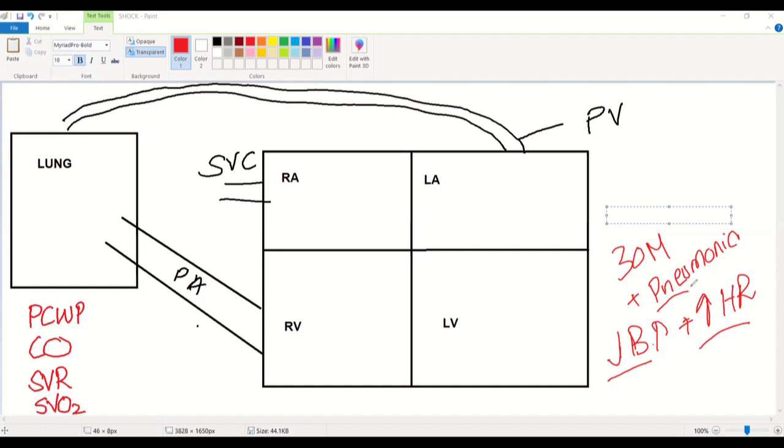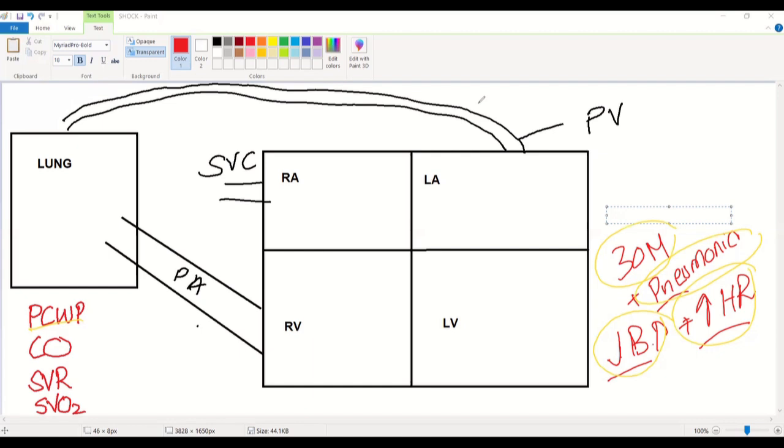So what will you expect on pulmonary capillary wedge pressure? Increase or decrease? Decreased. Can you repeat the question? You're breaking up. Okay, I'm saying that 30-year male has typical signs and symptoms of pneumonia, comes in emergency with decreased blood pressure and increased heart rate, tachycardia. So on this patient, what will you expect? The pulmonary capillary wedge pressure, cardiac output, SVR and SVO2.